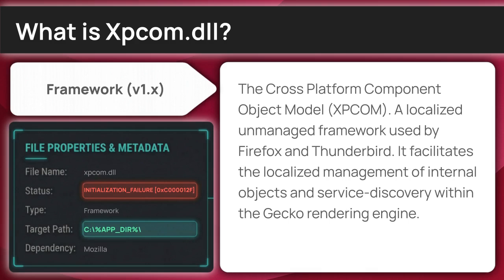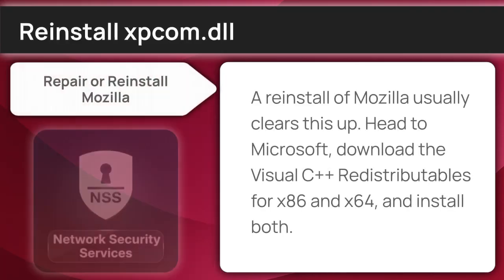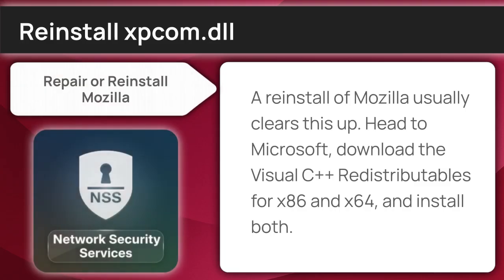With that context in mind, our first logical step is a clean reinstallation. A reinstall of Mozilla usually clears this up. Head to Microsoft, download the Visual C++ redistributables for x86 and x64, and install both.